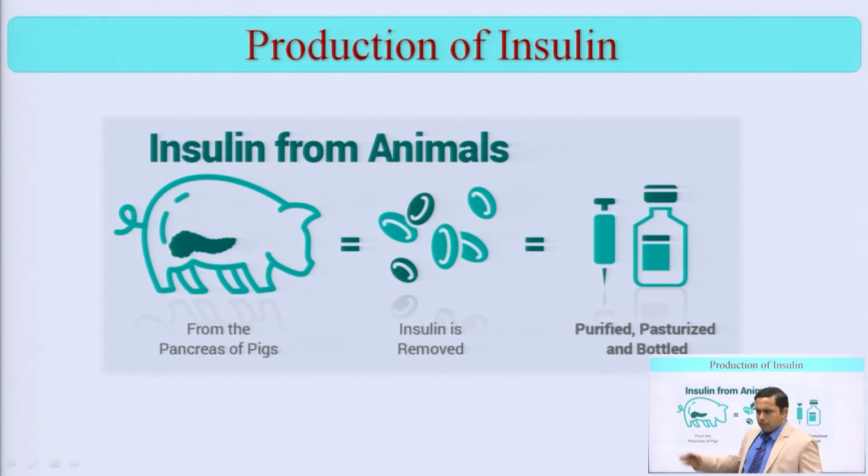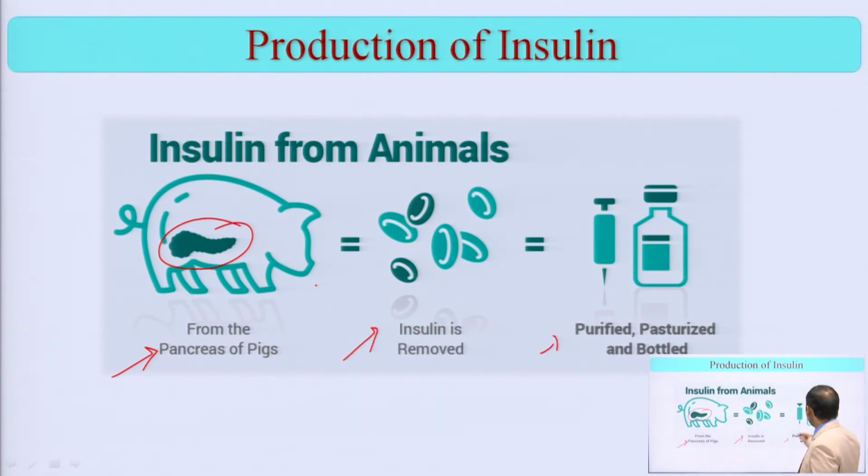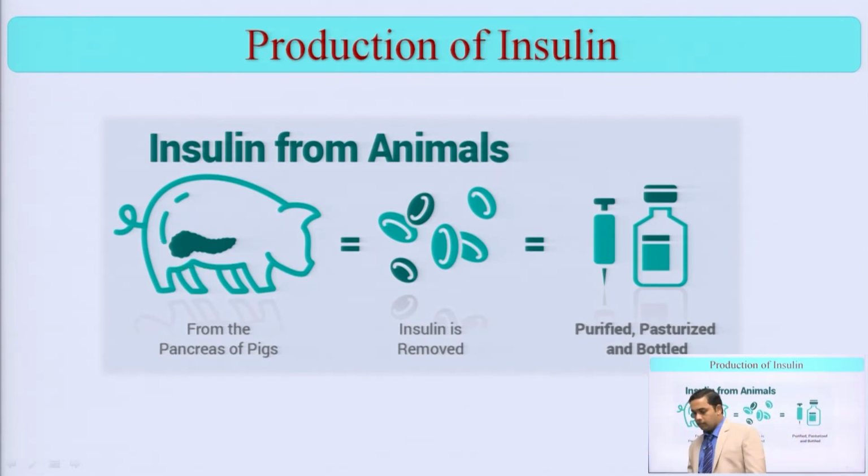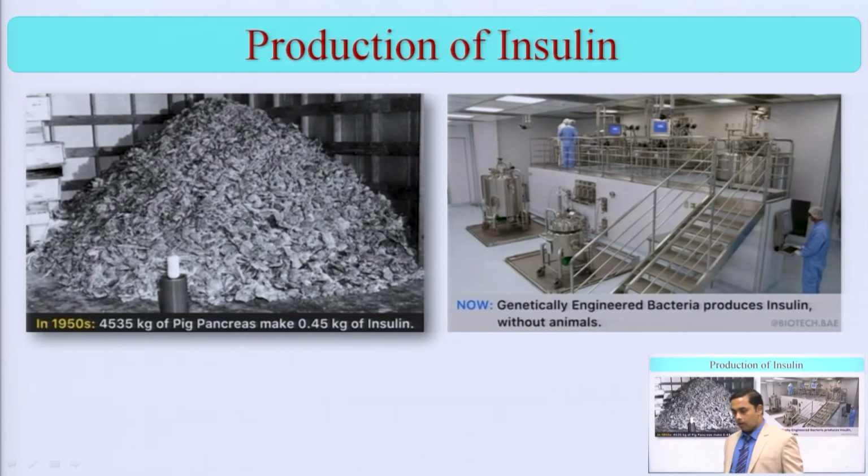They have done a lot of research. The scientists have found that if you take the pancreas from a pig, because a pig also has a pancreas, and if you extract and purify the insulin, and apply that to the patient, it will work. So in the earlier days, scientists were very dependent on pigs.